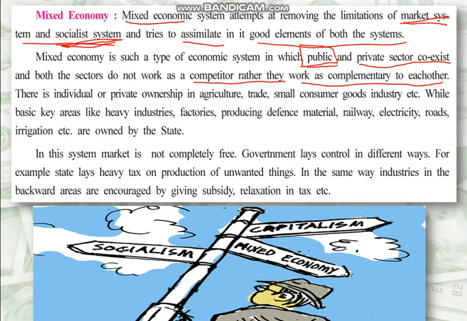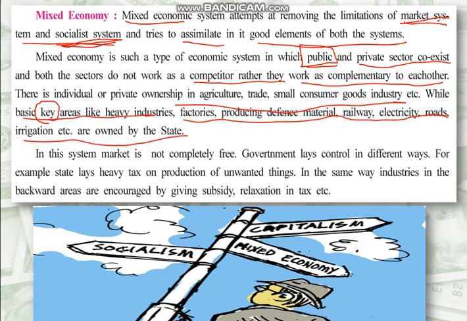In India there is a mixed economy. There is individual or private ownership in agriculture, trade, small consumer goods industry. Okay, so there is private ownership in such kinds of industries, while basic or key and heavy industries, remember this, key industries are such kinds of industries that are big industries, and those industries are important for the security of the country. They are termed key industries. In heavy and key industries, the factories producing defense material, railway, electricity, roads, irrigation, etc. are owned by the state.